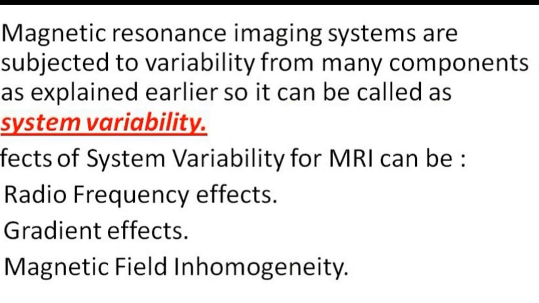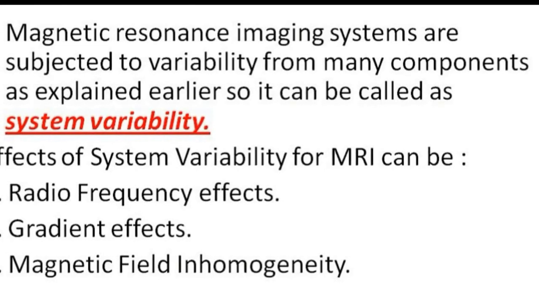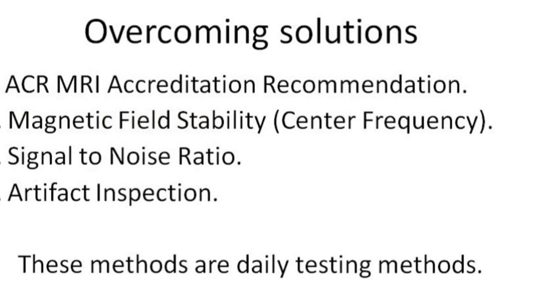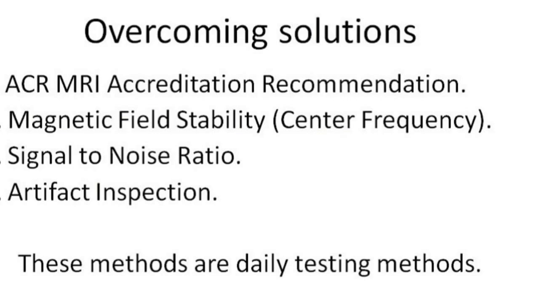Since MRI is considered a system with variability, the effects can be radio frequency effects, gradient effects, and magnetic field inhomogeneity. To overcome the system variability effects of MRI, the ACR MRI accreditation recommends: magnetic field stability, signal to noise ratio, and artifact inspection. These methods are daily testing methods.